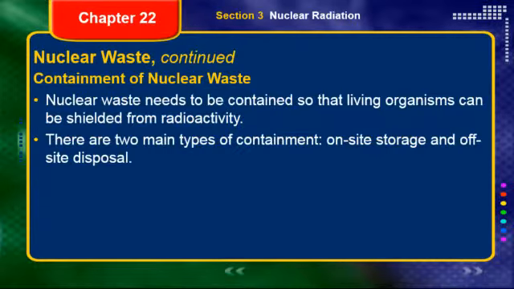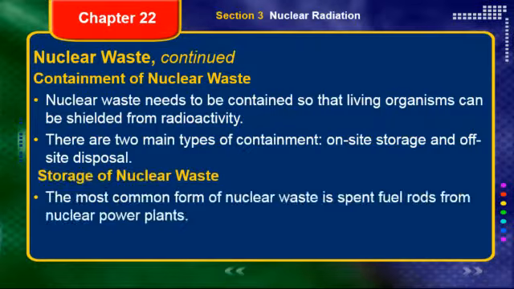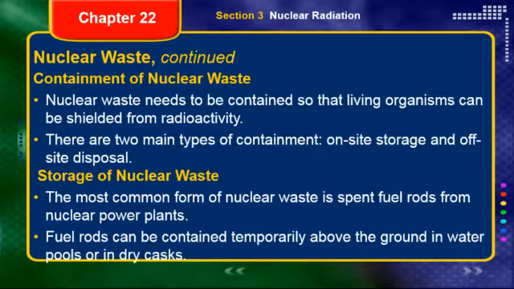So living organisms need to be shielded from that radioactive waste. There are two main types of containment: on-site storage and off-site disposal. The most common form of nuclear waste is spent fuel rods from nuclear power plants. Those fuel rods can be contained temporarily above ground in water pools or in dry casks, but that's just temporary.